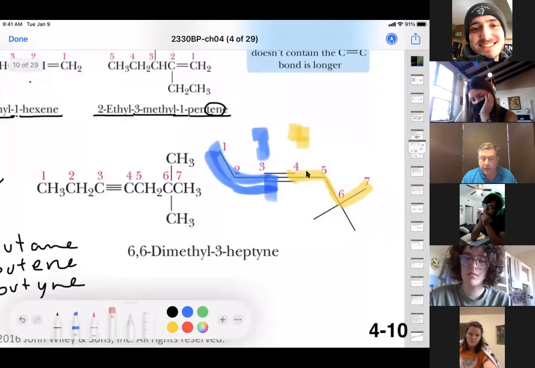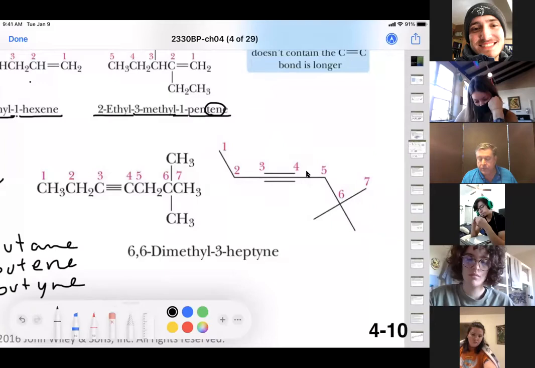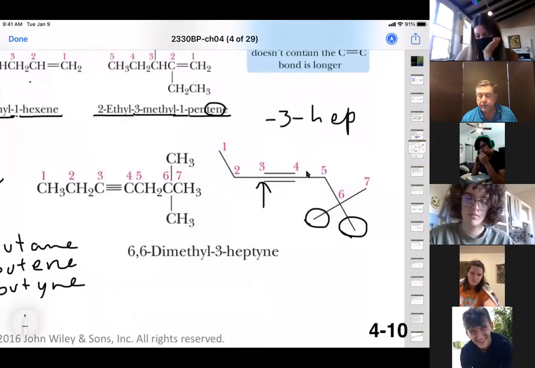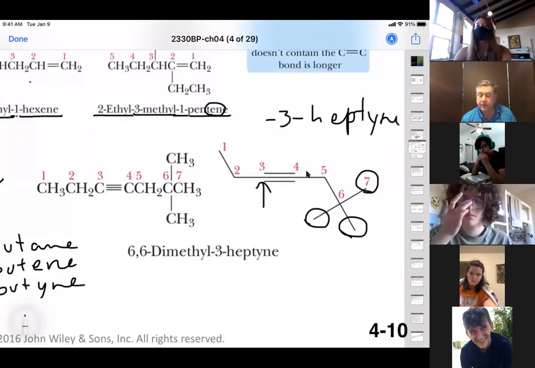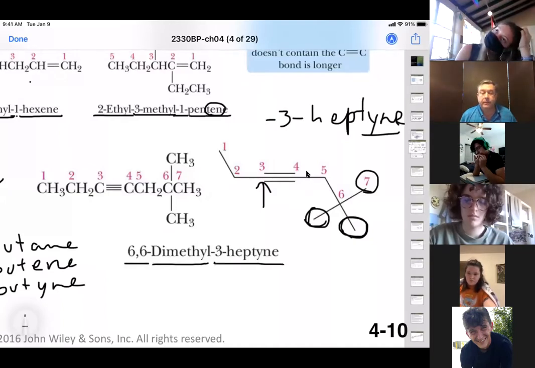So that being said, our numbers are now like this. So we go 1 through 7, and it looks like we have 2 groups on that 6 carbon, okay? And they're both methyl groups. So let's build it up. We have an alkyne, but it starts on 3. So we have to go 3-heptyne, because we have 7 carbons, that's hept. And it was an alkyne, so we have yne at the end here. And we have 2 substituents, both on the 6. So we have 6,6-dimethyl-3-heptyne, okay?